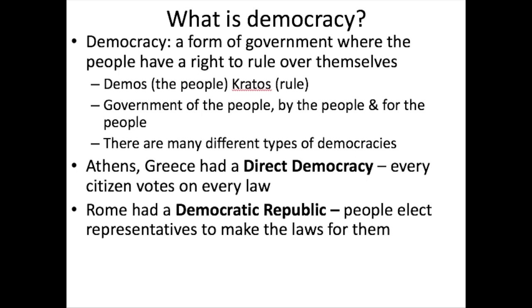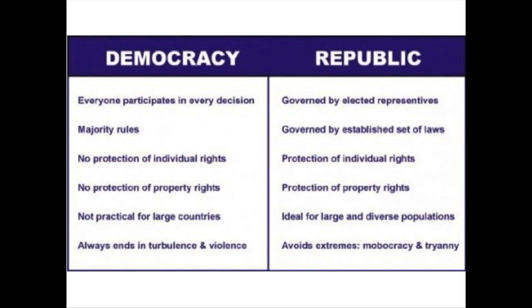Rome's different. The people in Rome elect representatives, the senators, the members of the assembly, to make the laws for them. And that's a bit different. We can find this chart and put them head to head. In a democracy, everyone participates in every decision. In a republic, the elected representatives make the decisions.